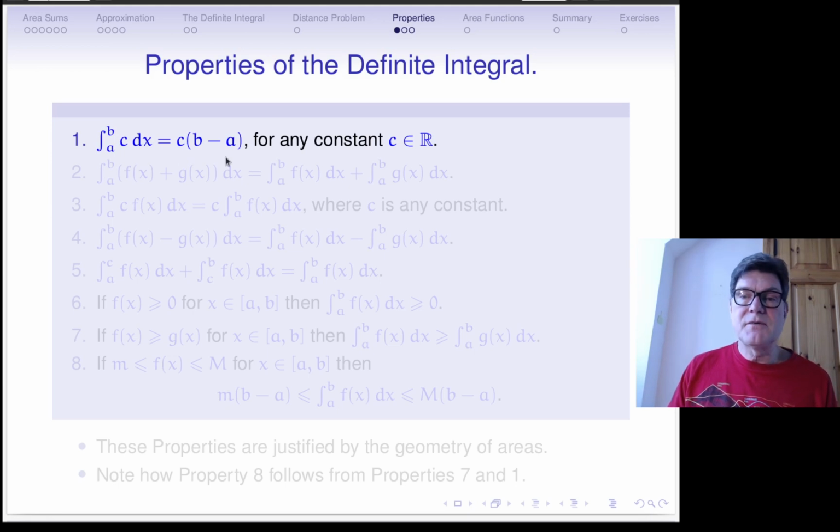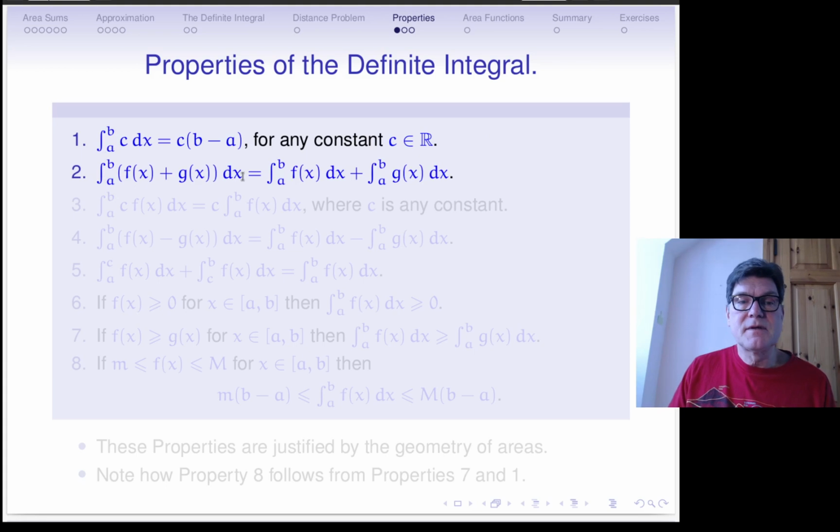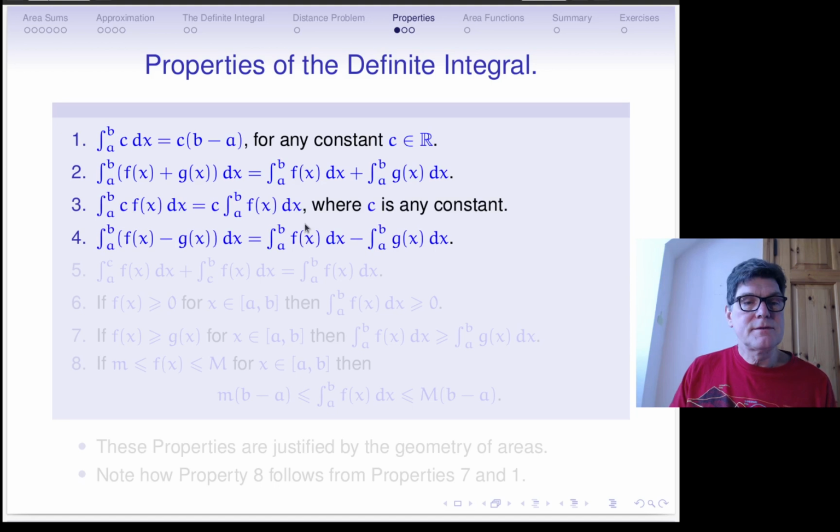just c times b minus a. That's the area of a rectangle, as we've seen. Number 2, the integral from a to b of a sum of two functions, f of x plus g of x dx, is the sum of the integrals over f and over g individually. Number 3, the integral over the c multiple of f of x is the c multiple of the integral over f of x. Number 4, the integral of a difference of two functions, f of x minus g of x, is the difference of the integrals of f of x and g of x taken individually.